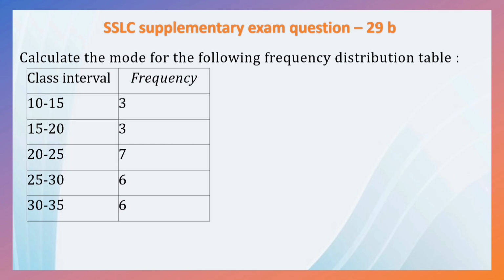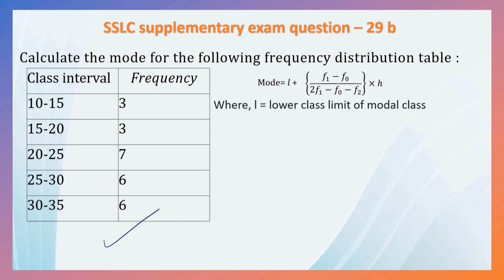Calculate mode for the following frequency distribution table. We have been given a frequency distribution table. We have to calculate mode. The formula for mode is L plus (F1 minus F0) upon (2F1 minus F0 minus F2) into H. What is L here? L is the lower class limit of the modal class. Here 7 is the mode, its frequency is highest. So 20 to 25 is the modal class. So L is 20, the lower class limit.